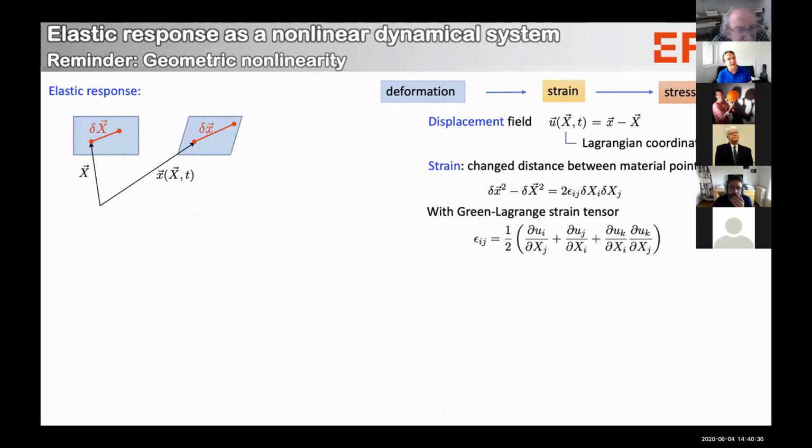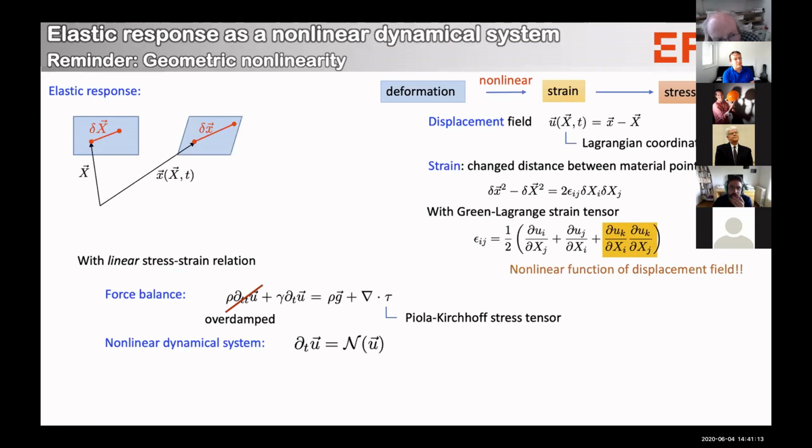Well, I had a slide here, which I probably don't need for all of our fluids people, to remind everyone why elasticity is in general nonlinear. So quickly, how does elasticity work? You have a deformation of an elastic object from one state to another that generates strains, and then the elastic object responds by developing stresses that oppose the initial deformation. The key thing is that the strain, simply for geometric reasons, is already a nonlinear function of the displacement field. So even if you have a linear stress-strain relation and you write down the force balance, let's assume we look at the overdamped limit so that we are first order in time, this is automatically an equation where the unbalanced forces are nonlinear functions of the displacement field. So we are getting a dynamical system of a similar structure as the Navier-Stokes equations.